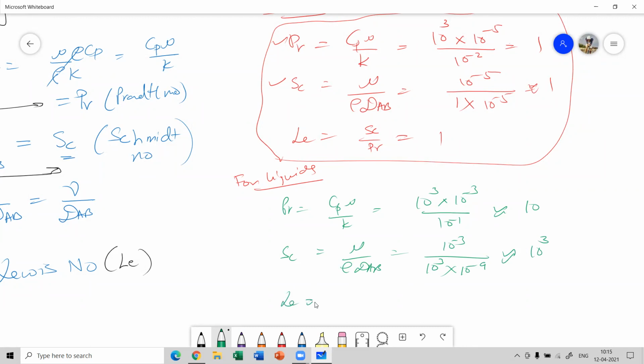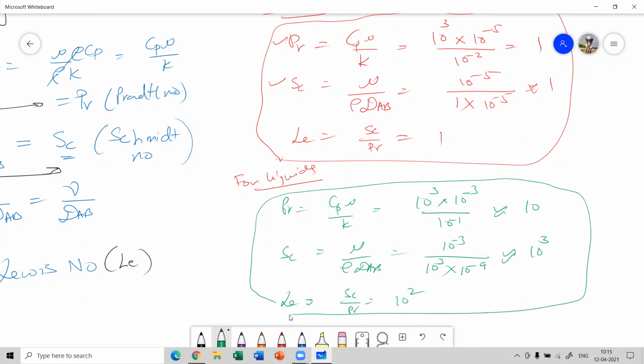And Lewis number is again your Schmidt by Prandtl. So it's in the range of hundreds. So for liquids, you can remember this. Prandtl is in the range of 10. Schmidt is normally in the range of thousands, and Lewis is in the range of hundreds.